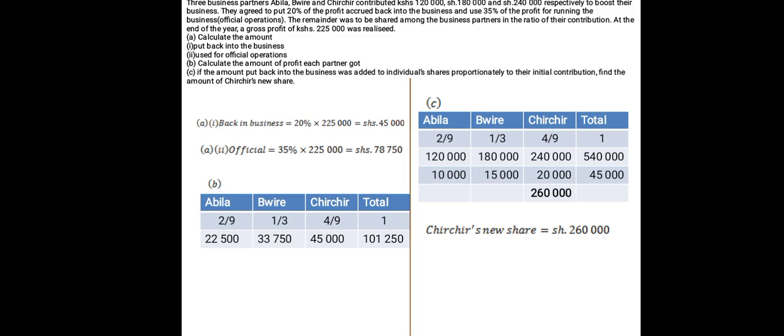Three business partners, Abila, Bwire, and Chirchil, contributed 120,000, 180,000, and 240,000 shillings respectively to boost their business. They agreed that 20% of the profit accrued would be taken back into the business, and they used 35% of the profit for running the business's day-to-day operations. The remainder was to be shared among the partners in the ratio of their contribution. At the end of the year, a gross profit of Kenya shillings 225,000 was realized.